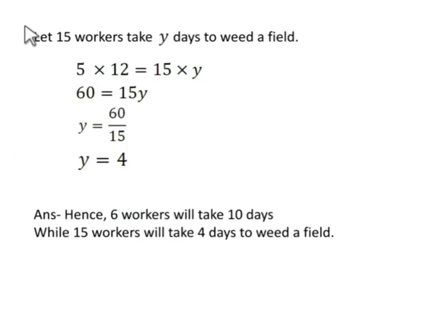Now we will consider let 15 workers take Y days to weed the field. Now again we will take the same product of given part, that is 5 workers, they will take 12 days. So we will multiply 5 by 12 equal to 15 multiplied by Y. Now here 5 12s are 60 and 15 multiplied by Y is 15Y. Now 15, it is in multiplication, on the other side it will come in division. So you will get Y equal to 60 upon 15. Now divide 60 by 15, you will get 4. Hence 15 workers will take 4 days to weed the field.